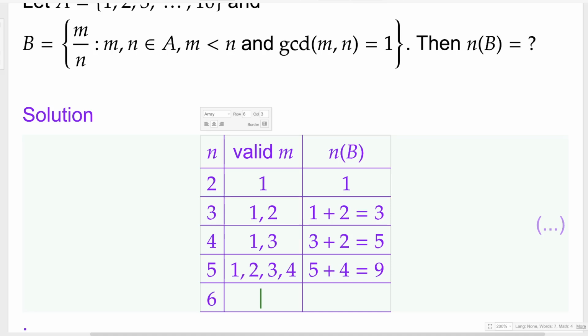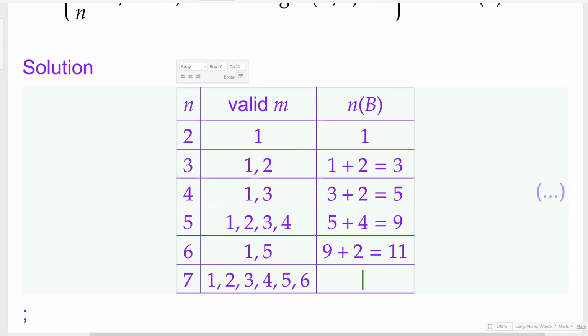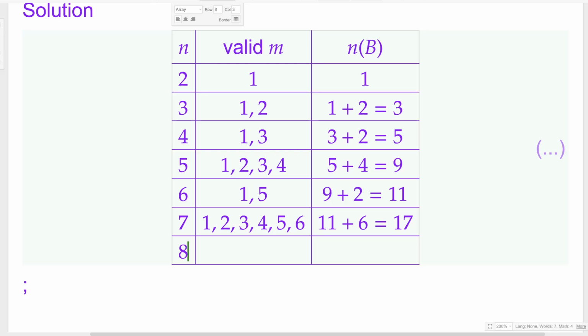For 6, the only allowed values are 1 and 5. The last value was 9 and this one is 2, so 9 plus 2 is 11. Now for 7, the allowed values would be 1, 2, 3, 4, 5, 6, because of the co-prime combination. The last value was 11 and here there are 6 values, so 11 plus 6 is 17. Now next I'll consider 8. For 8 the allowed values would be 1, 3, 5, 7. The last value was 17 and here there are 4 elements, so 17 plus 4 is 21.